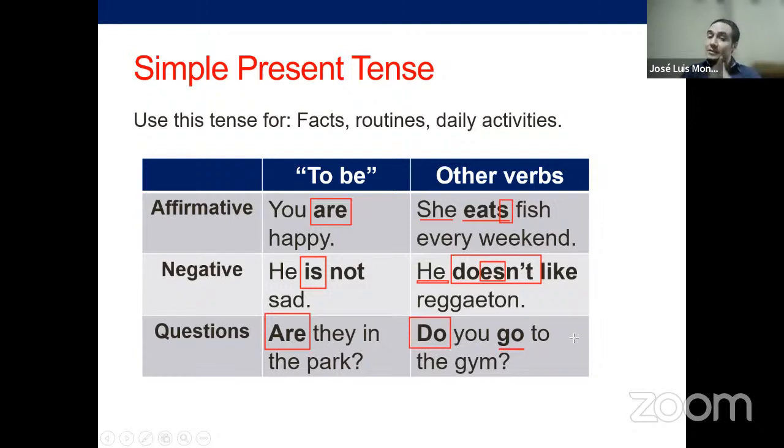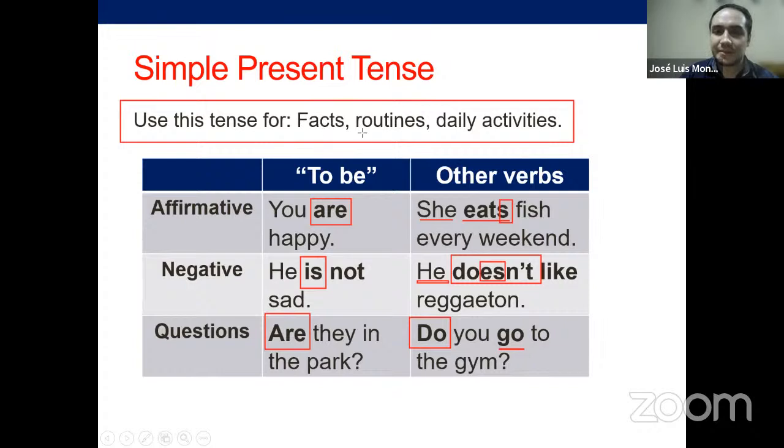All right, but let's try to see. Read this part, please. Only this part over here, Leandro. Okay. Use this tense for facts, routines, and daily activities. Good, right? So a fact is something that is true and it's not going to change. All right. For example, if you say it can change, but not in a very common way. For example, if you say I have a brother, right? You're always going to have a brother. It doesn't matter what happens, right? You have a brother. If you say I am tall, you're always going to be tall.